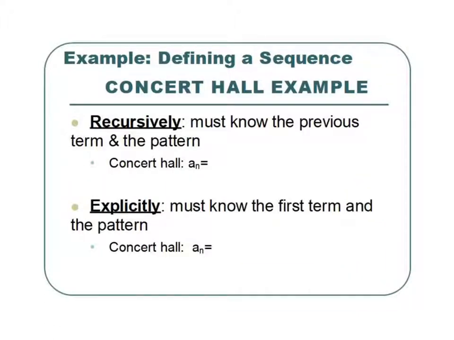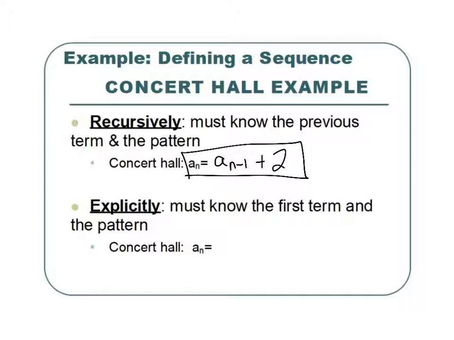Now that we know how to write those rules recursively and explicitly, let's look at a specific example that we were dealing with earlier, the concert hall. To write a recursive rule for the concert hall, remember that you've got to know the term before it. You got to know how many seats are in the row before it. So a sub n would equal however many are in the row before it, which I don't know, so I'm going to write a sub n minus 1. And then I have to know what the pattern is, and I'm just adding 2 seats every time. That's the recursive rule for the concert hall.